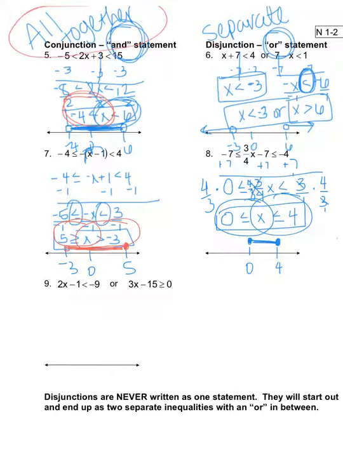Okay, on the last one, I want y'all to actually try that one. It's an or statement, so make sure that you get 2 separate answers at the end. And then also when you graph it, make sure they do not connect. It should be going in opposite ways.